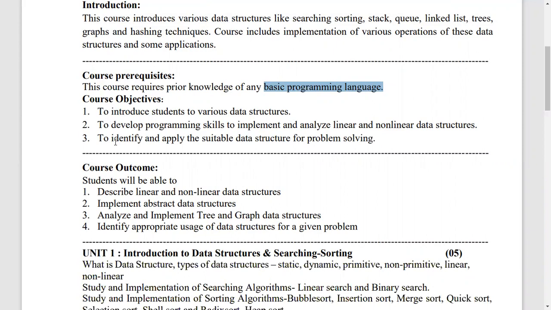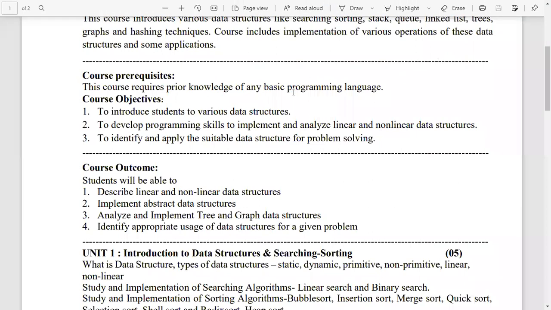Either before the practical session or at the time of practical sessions, or before implementation of a data structure, I want to revise a few of the concepts. Whatever concepts we require for the implementation of these data structures, we'll discuss before the first practical. Now we'll implement all the practicals, all the data structures, by using the C programming language.